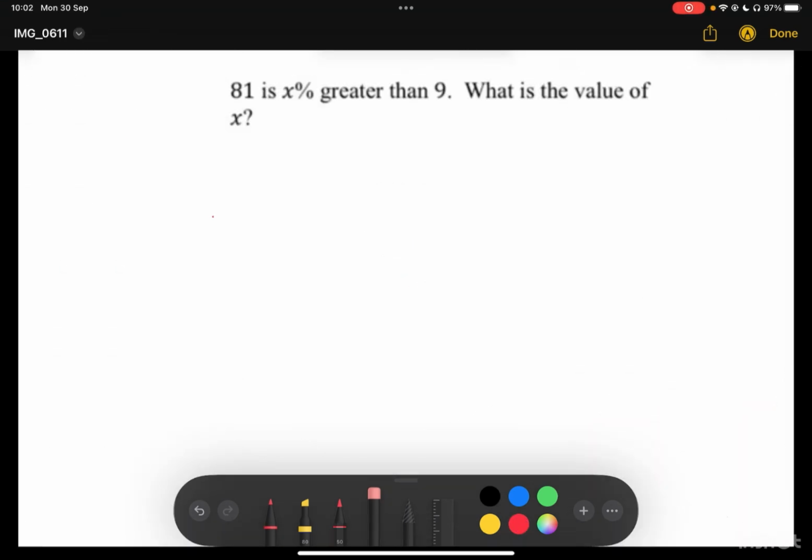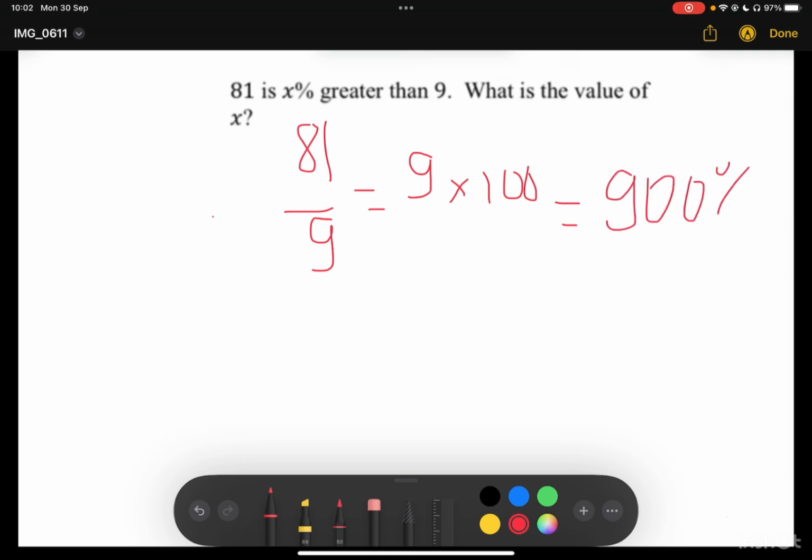Let's move on with another question. 81 is x% greater than 9. What is the value of x? For most students, they get this question wrong because they take 81 divided by 9 equals 9, and they just multiply it by 100 to find the percent form, which is 900%, which is absolutely the wrong answer.